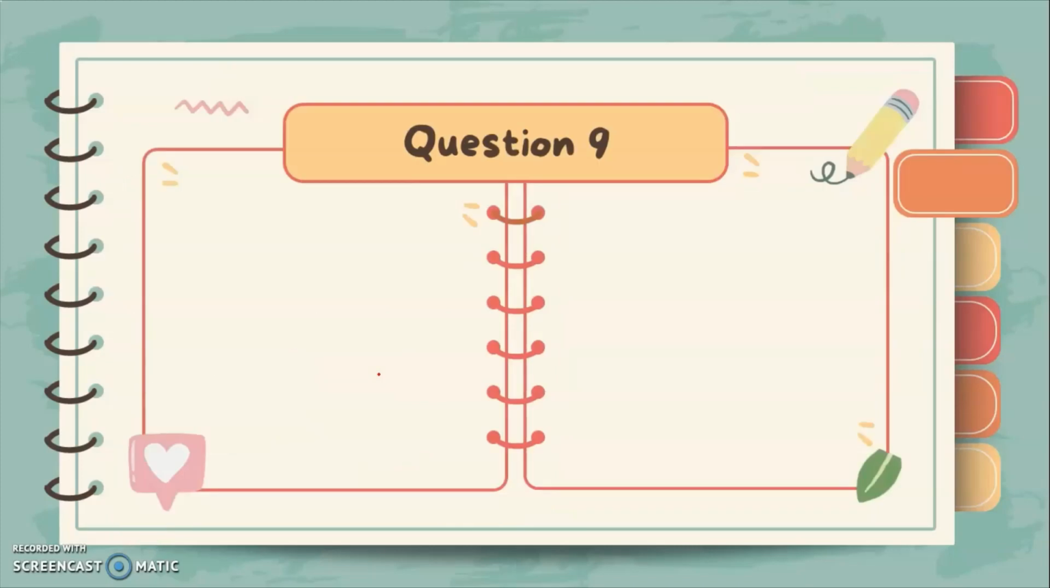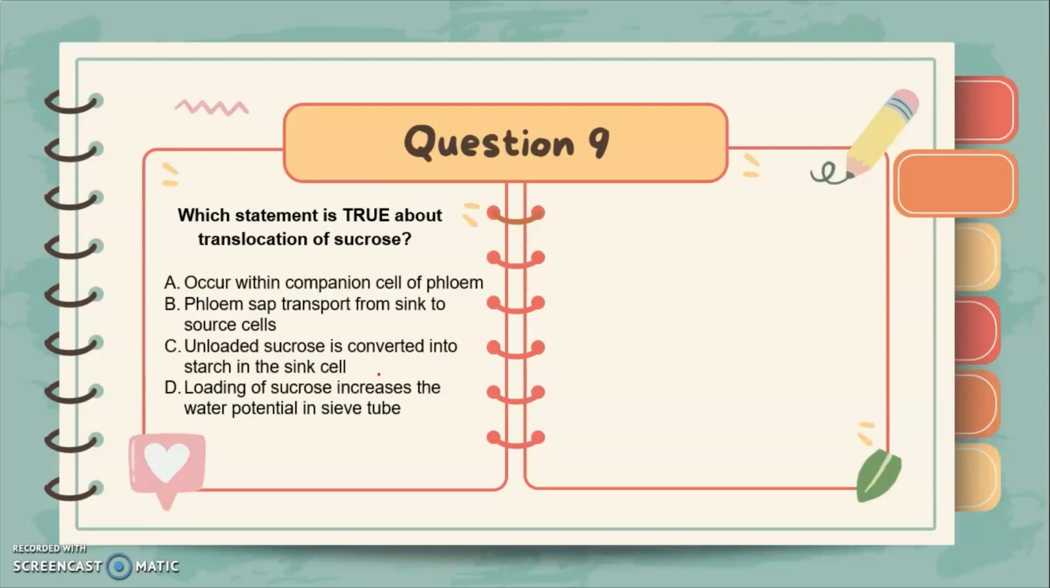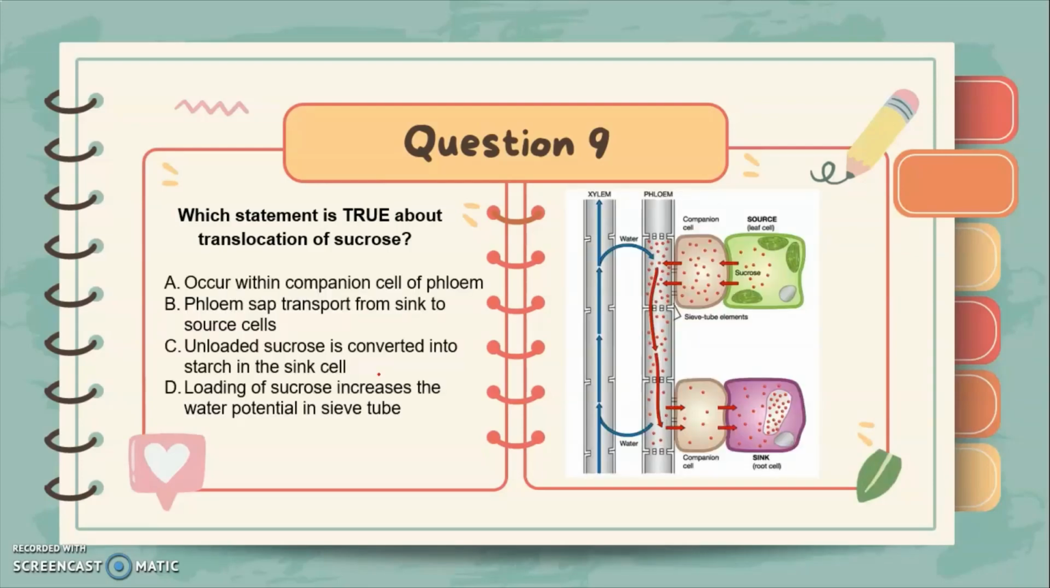Next, question 9. Which statement is true about translocation of sucrose? So kita tengok kepada gambar di sini. Right, so ini adalah translocation of sucrose. Yang mana kita kaitkan dengan satu hypothesis yang kita namakan sebagai pressure flow hypothesis. So sekarang ni kita tengok occur within component cell of phloem.